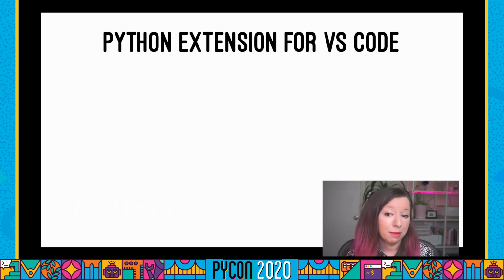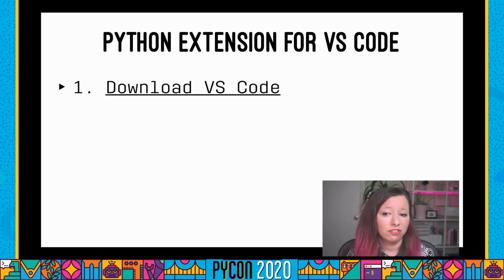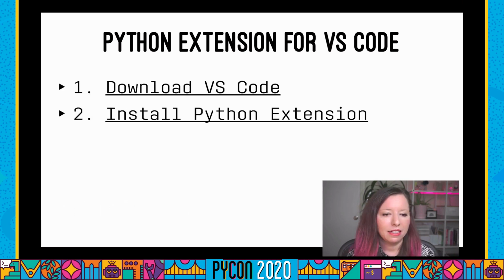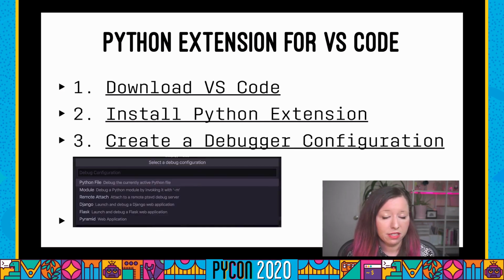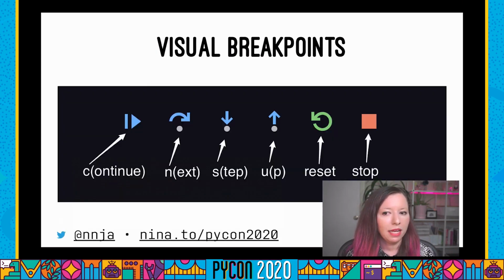There are just a few setup steps that you have to take. Just download VS Code, and then VS Code comes really bare bones, which I like, and the power is in customizations. So you're going to need to install the Python extension for VS Code for the best experience, and then create a debugger configuration. Note that these are all links in the slides if you need a little bit more guidance.